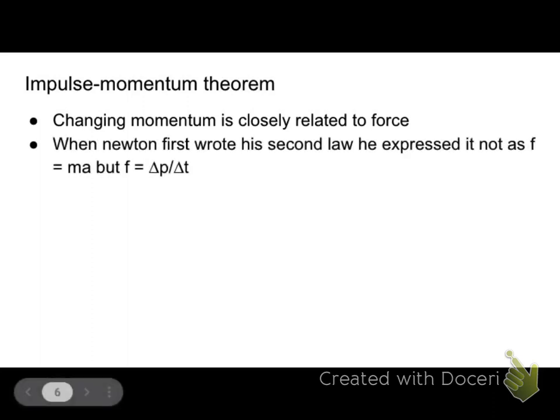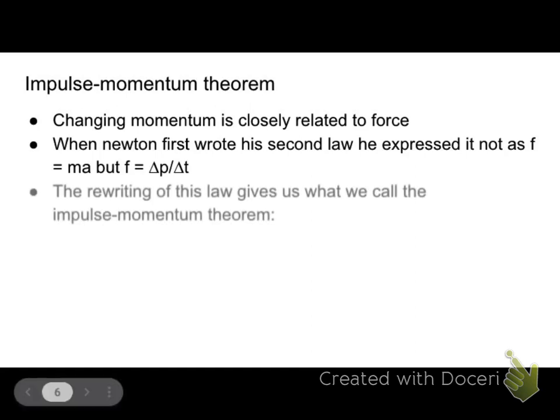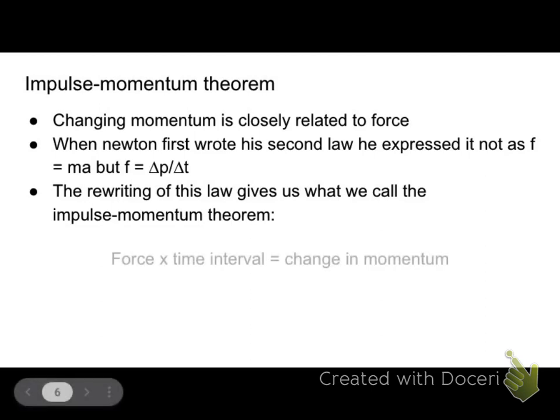In fact, they're so closely related that when Newton first wrote his second law, which we now know is force is equal to mass times acceleration, he actually didn't write force equals mass times acceleration. He wrote force is equal to the change in momentum divided by the change in time. So, very closely related. The rewriting of Newton's law gives us what we call the impulse momentum theorem, which can be written as force times the time interval over which that force is applied is equal to the change in momentum.